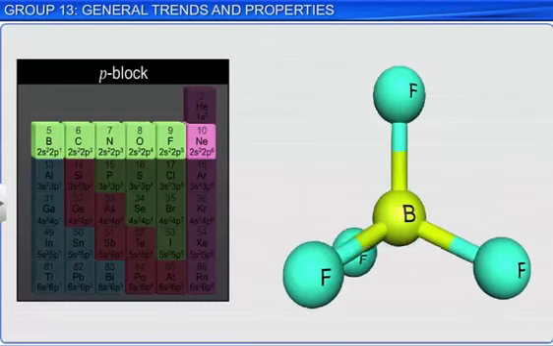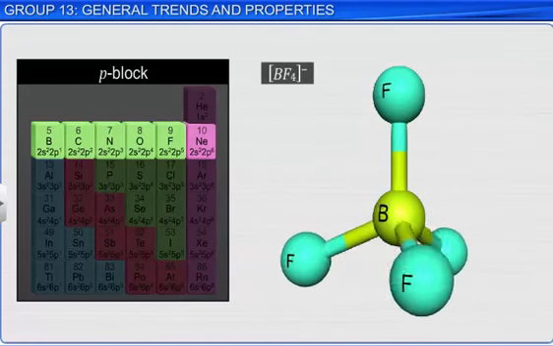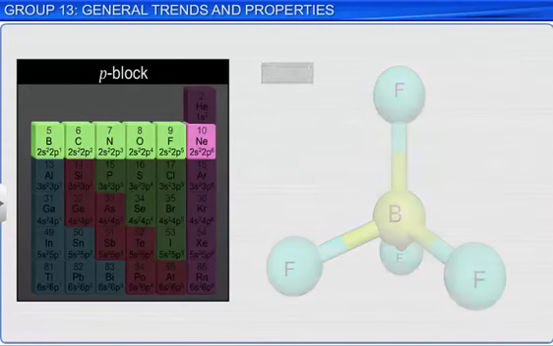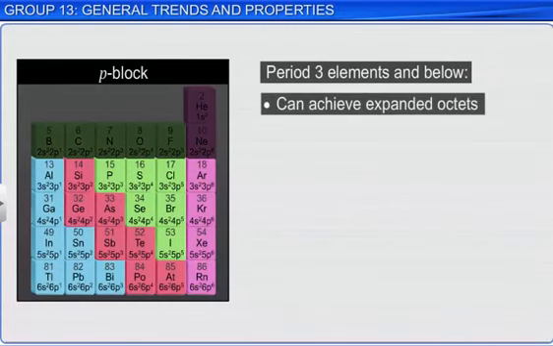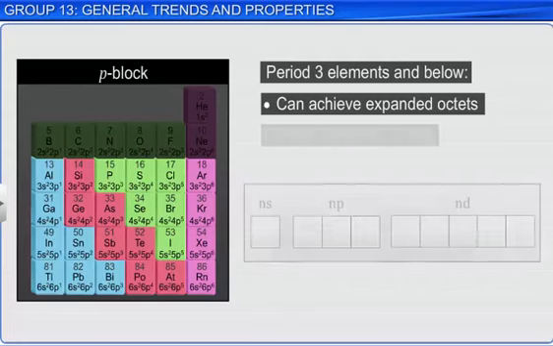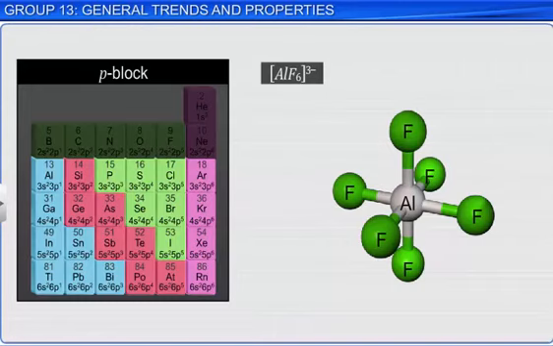For example, boron can form the complex ion BF4-. The elements in period 3 and below can achieve expanded octets. Since these elements have unused d orbitals, they can have more than 8 electrons. Therefore, we observe the hexafluoroaluminate ion.